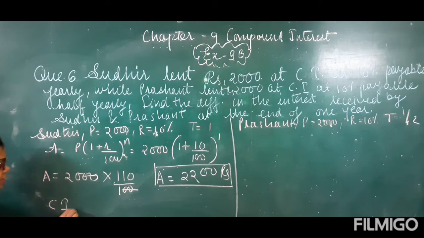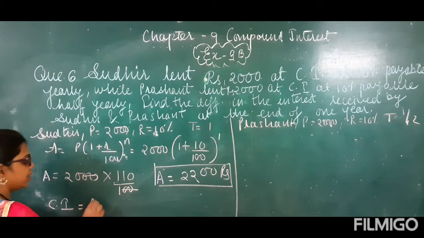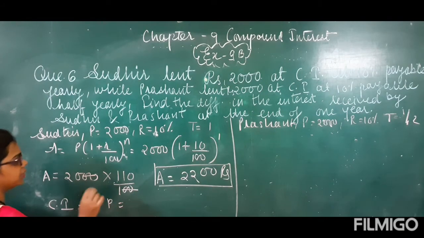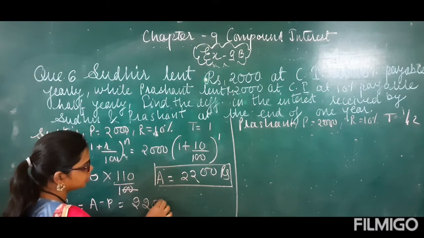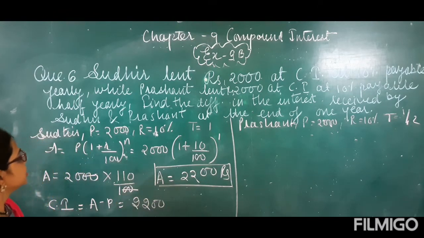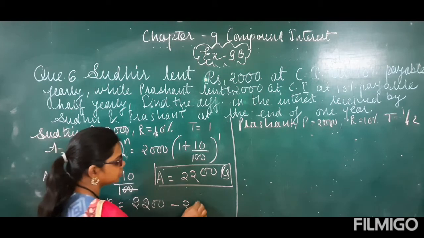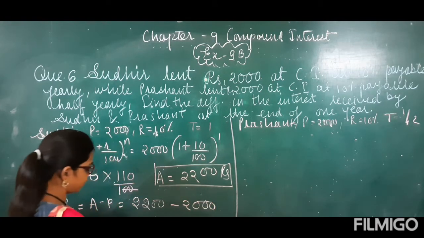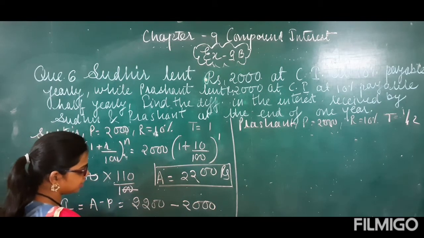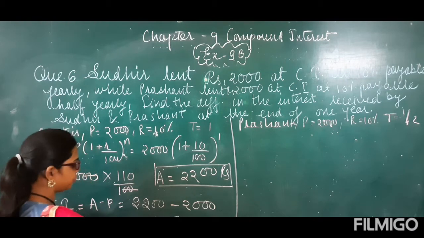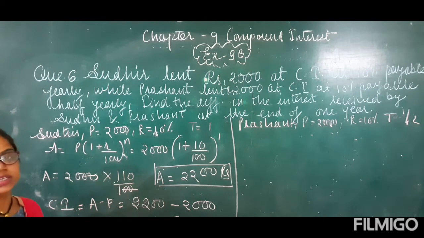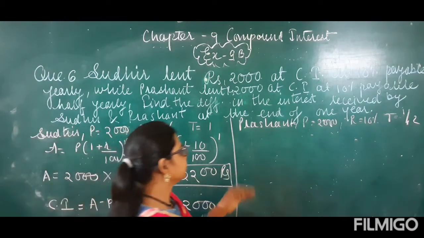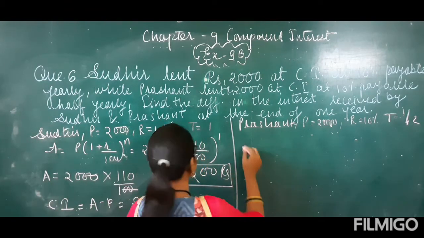Now find out the compound interest here. Compound interest is given as amount minus the principal. Amount is given to you as 2,200 rupees subtracted by 2,000 rupees. From here you will get compound interest as 200 rupees. Similarly, this is in the case of Sudhir. Now in the case of Prashant, it is given to you as half yearly.